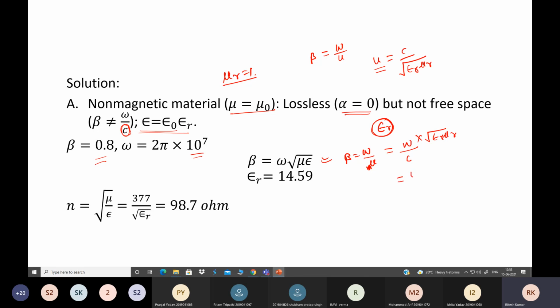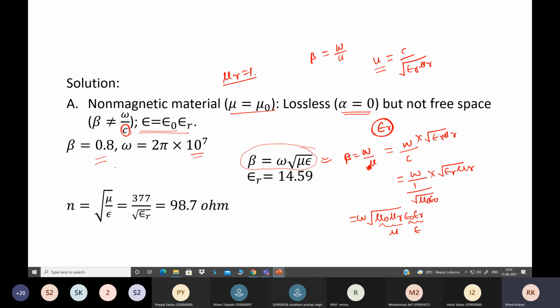So this is omega divided by c, and c is 1 divided by square root of mu naught into epsilon naught, and into epsilon r into mu r. When this comes to the numerator, we can write omega square root of mu naught into mu r, epsilon naught into epsilon r. This term is mu, and this term is epsilon. That's why we have written this relation: beta is equal to omega square root of mu epsilon.